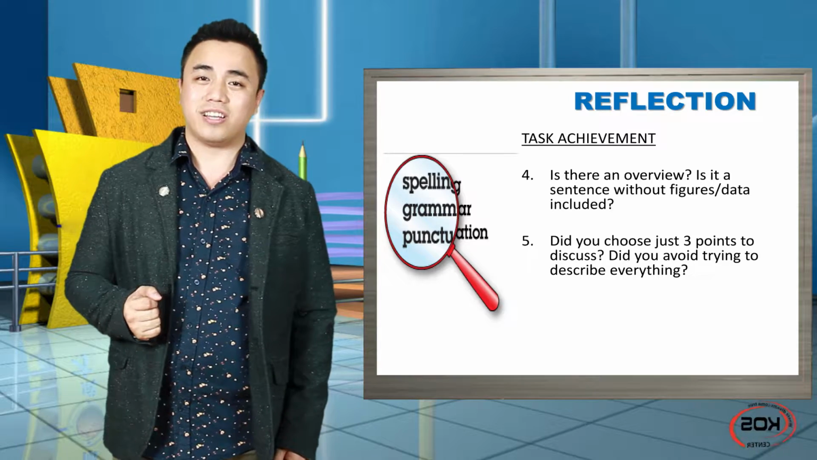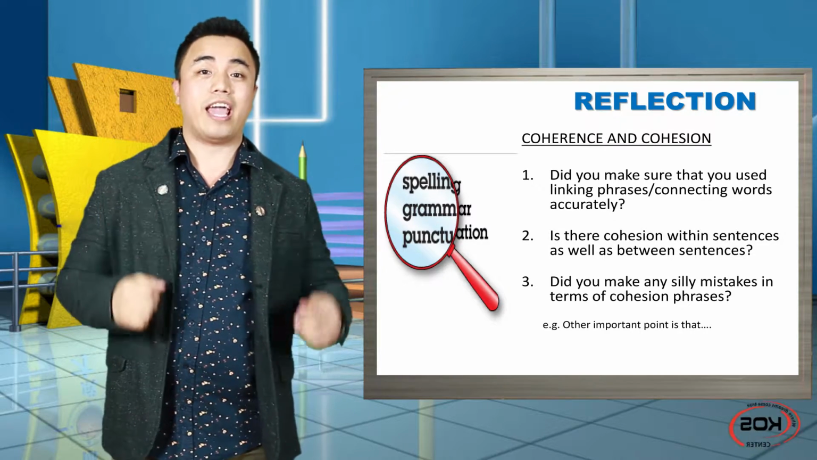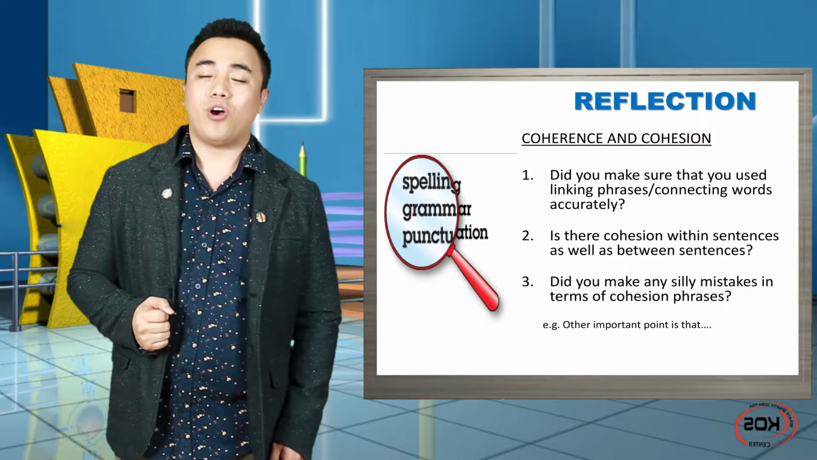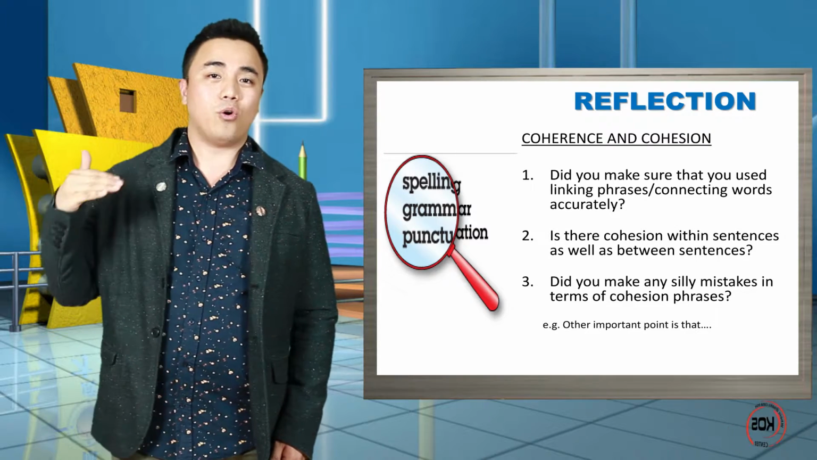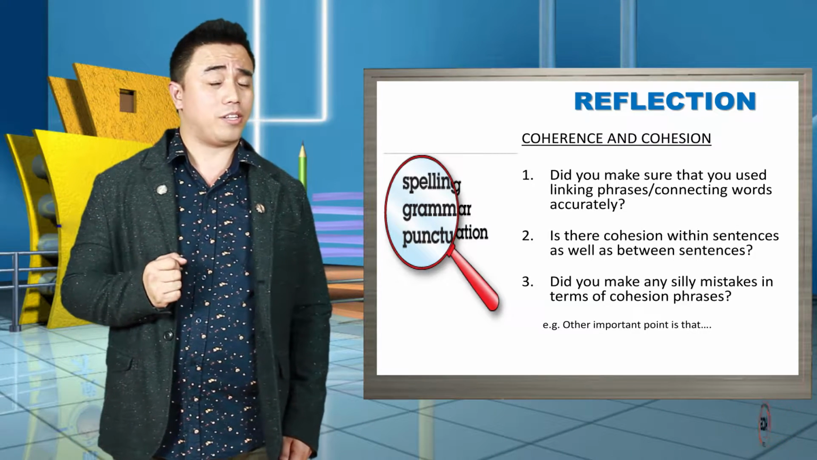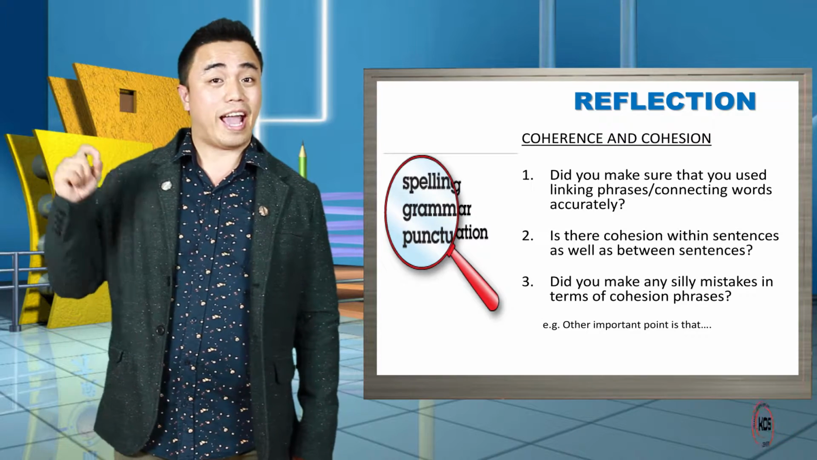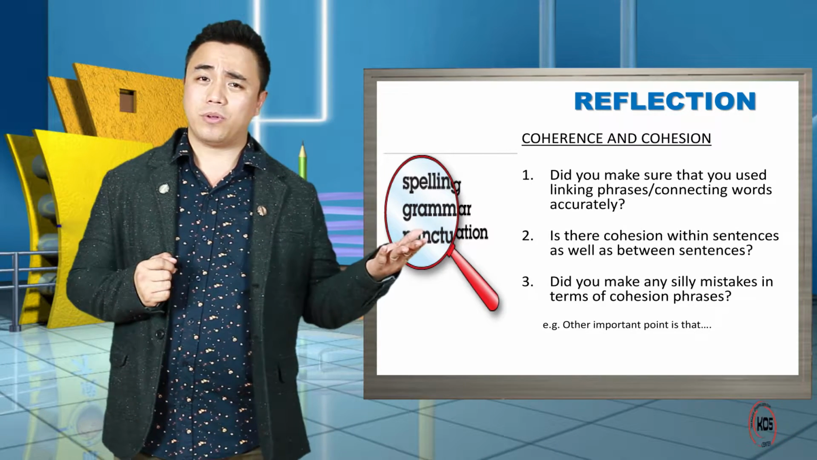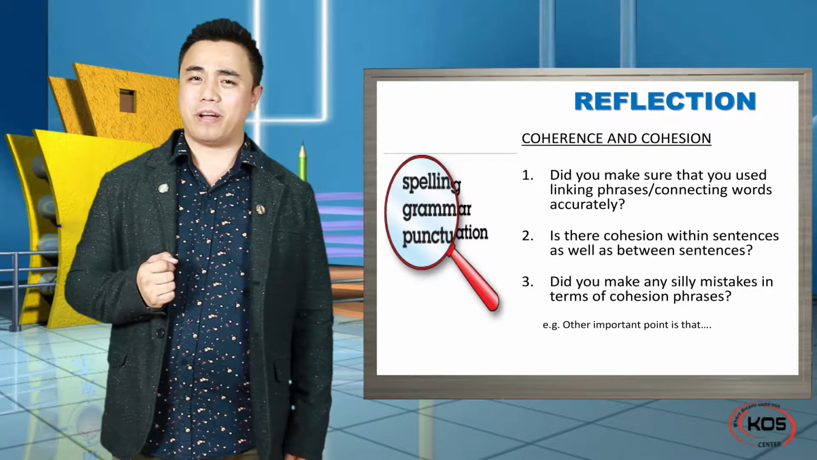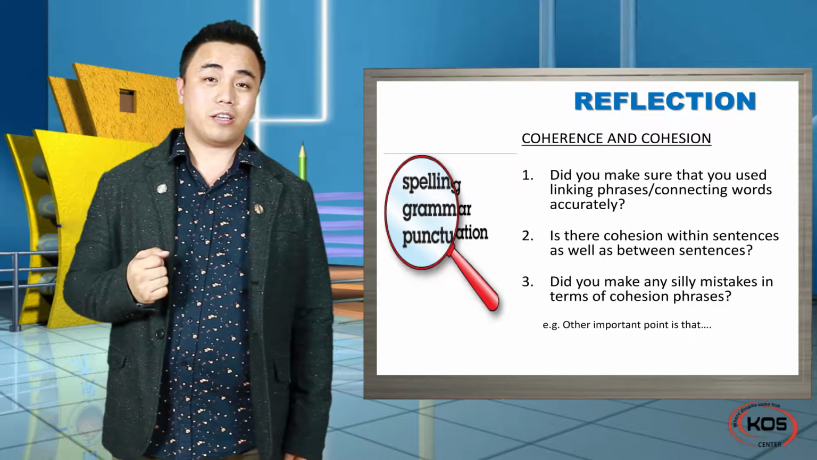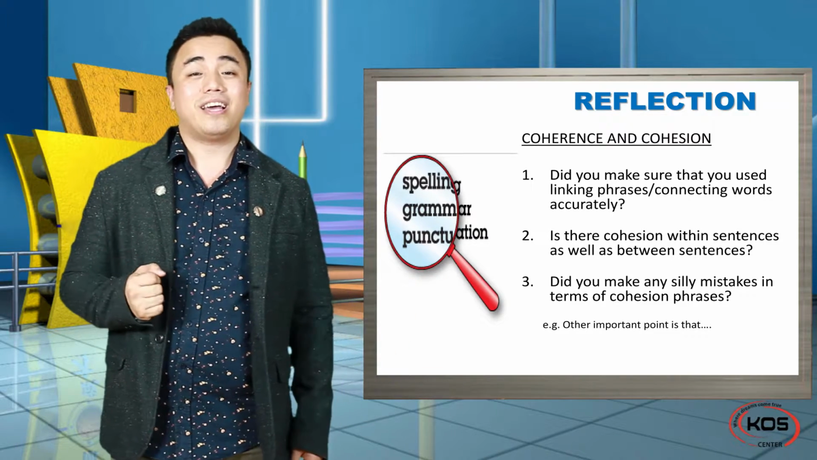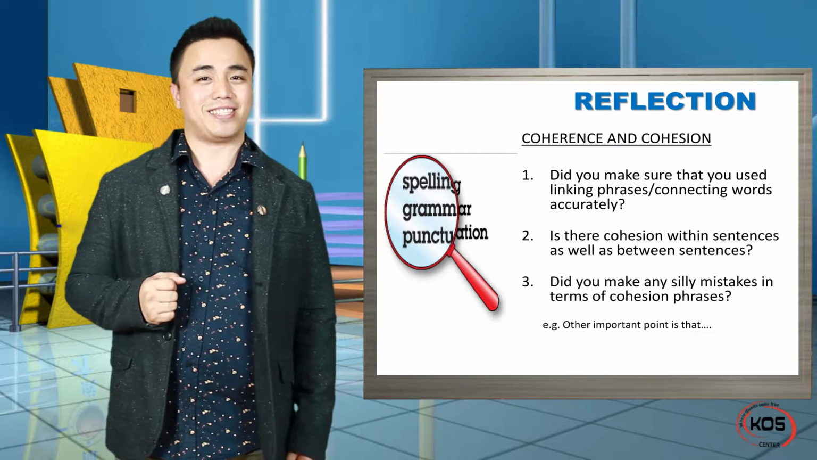Now, task achievement is not enough. It should be coherent and cohesive. And I'm talking here about organization of your ideas. We always go back to our introduction, overview, and our body. In our introduction, did we really paraphrase well our task? If we did, then we have good marks for that. Our overview, did we cover all the most important features? And in our body, did we specifically put and describe in detail the different trends? If we did so, then we have a very coherent essay.